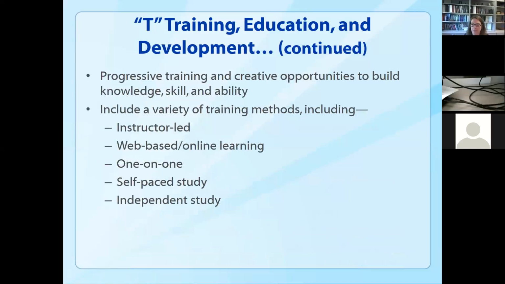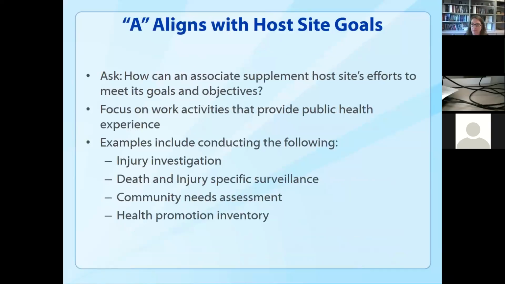And I just said that instructor-led, web-based, one-on-one, self-paced, or independent. I'm just gonna skip through those. And make sure that the goals align with what you're doing. So injury investigation, death and injury specific surveillance. Many of you have child fatality work that's going on. Many of you have adult falls that you don't have funding or can't fund a person for, so that would be another place. PDO work, of course, falls in there.